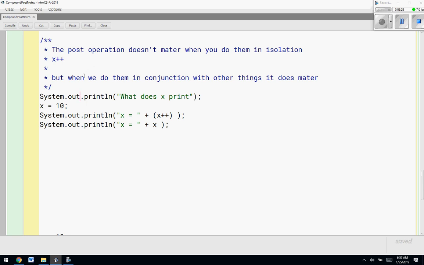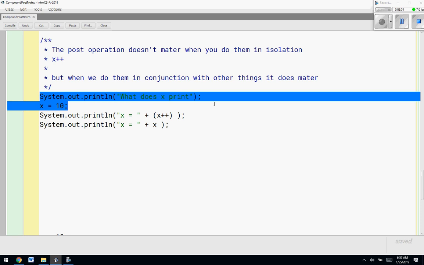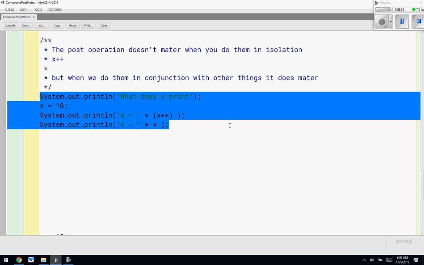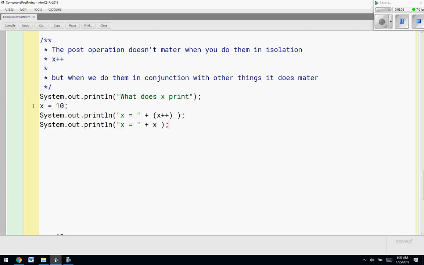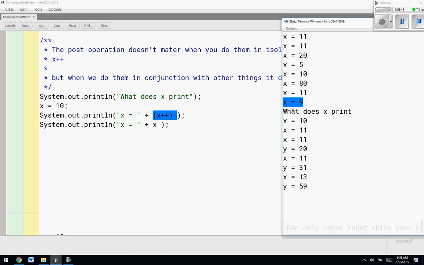So I have x equals 10. I set x equal to... Now notice, look, I can do this here. x plus plus. So this is a post operation. So look what happens. What does x print? Here's those two lines. It's going to print x equals 10, and then it's going to increase x by 1.